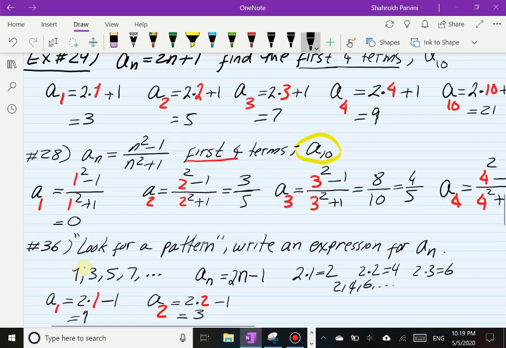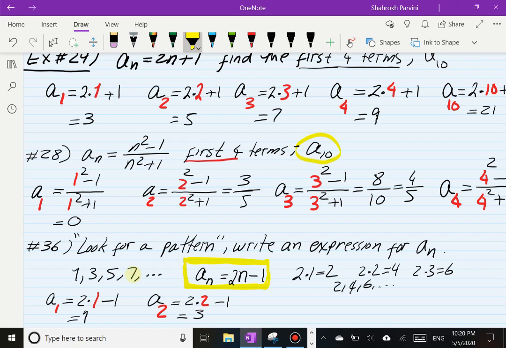Aha. This is the next term, isn't it? So it looks like it's picking it up. And when n is 3, 2 times 3 is 6, 6 minus 1 is going to be 5. And then 2 times 4, 8 minus 1, 7. There you go. So this is how we're going to figure this out. It's called trial and error. So we try something and it doesn't work and we try again. Again, that's the only way you can do this.